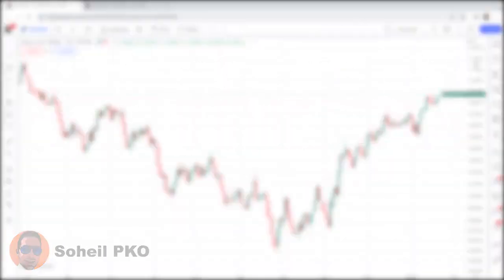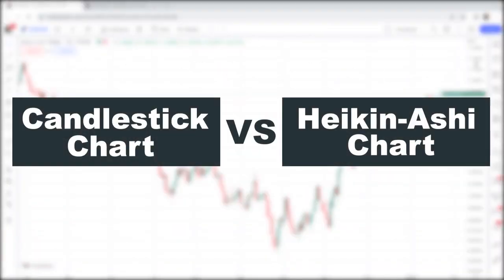Soil here, and today I want to talk about the differences between two of the most popular price charts for trading, which are the candlestick chart and the Heikin chart. We're going to explore the advantages and disadvantages of each one, and we're going to see in what situations they can be more helpful so we can effectively use them for trading.